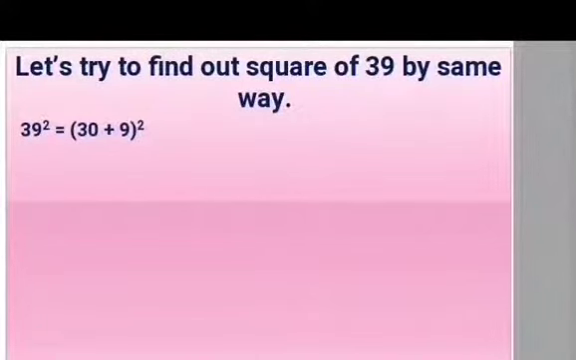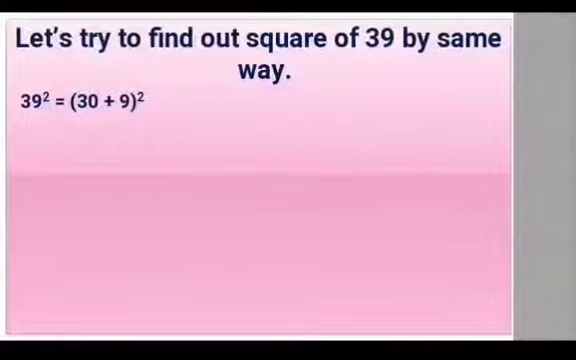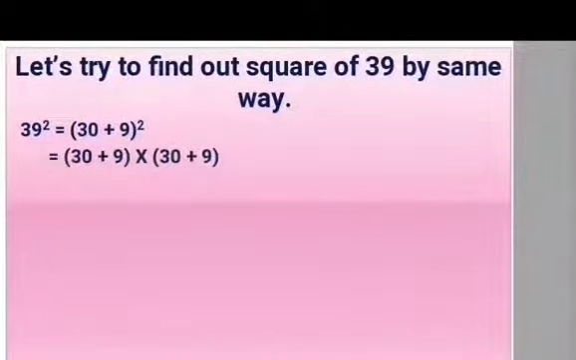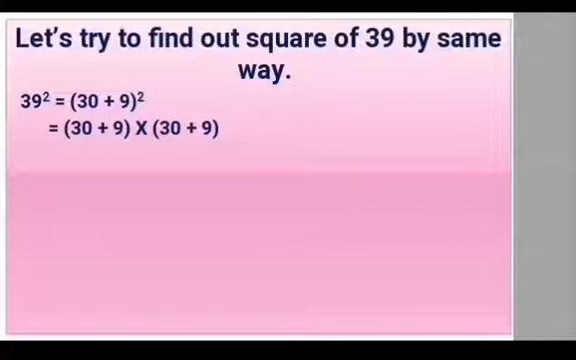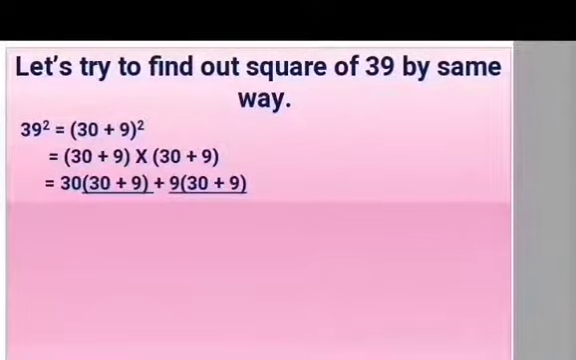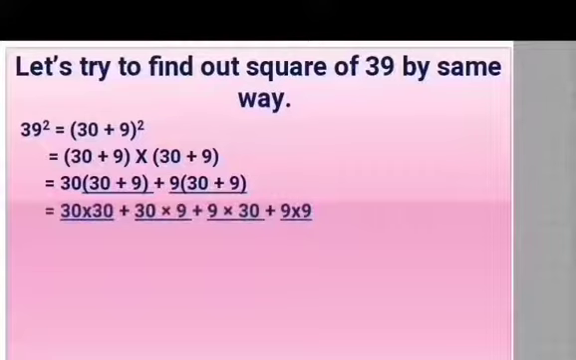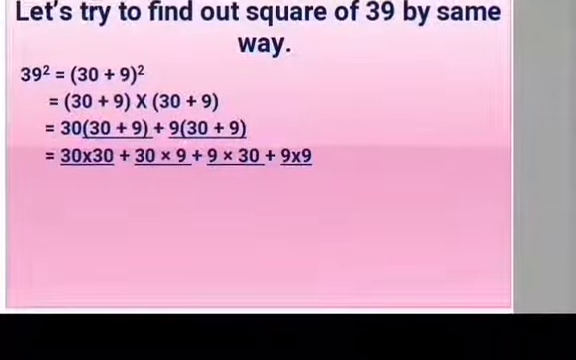We have one more example on the screen. Find out the square of 39 the same way. 39 square. We'll first of all find the expanded form of 39, which is equal to 30 plus 9. We'll write down 30 plus 9 twice to multiply them. Now I'll proceed further with the distributive property, where we'll multiply 30 with 30 plus 9, again plus 9 with 30 plus 9.